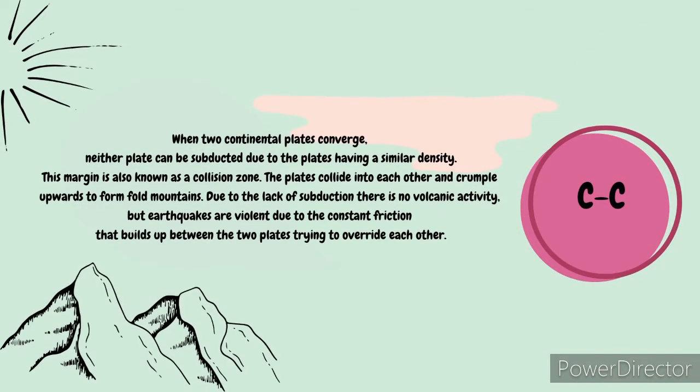When two continental plates converge, neither plate can be subducted due to the plates having a similar density. This margin is also known as a collision zone. The plates collide into each other and crumple upwards to form fold mountains. Due to the lack of subduction, there is no volcanic activity. But earthquakes are violent due to the constant friction that builds up between the two plates trying to override each other.